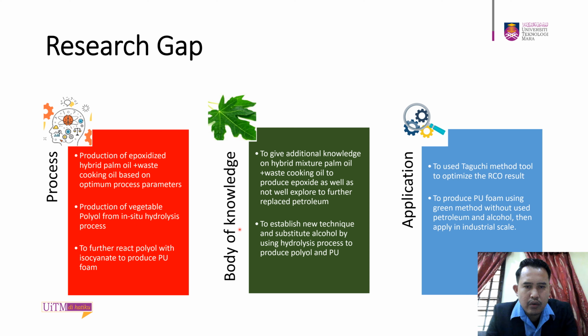For the body of knowledge, to give additional knowledge on hybrid mixture palm oil waste cooking oil to produce epoxide, which is not well explored for further replacement of petroleum. They establish a new technique and substitute alcohol by using the hydrolysis process to produce polyol and PU. The application uses the Taguchi method as a tool to optimize the result to produce the PU foam using the green method without petroleum and alcohol, then apply to industrial scale.